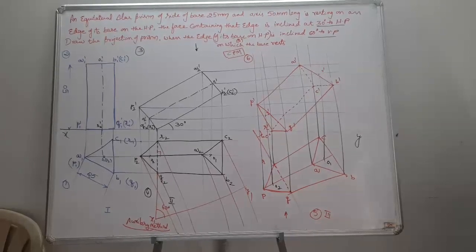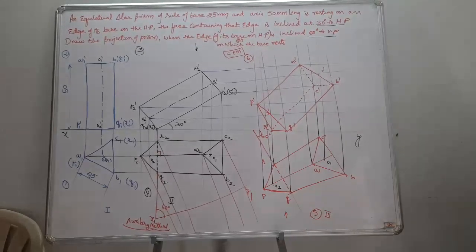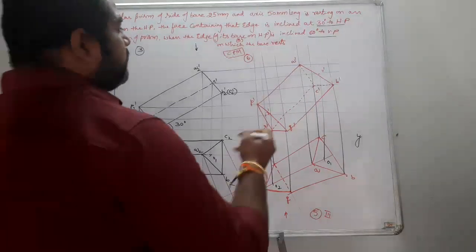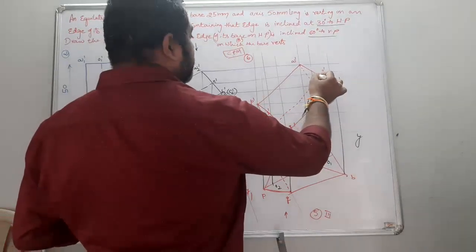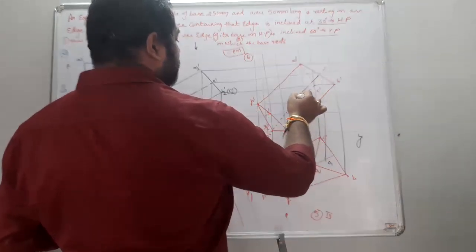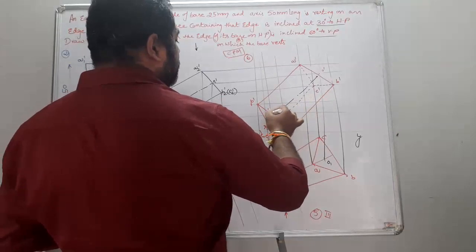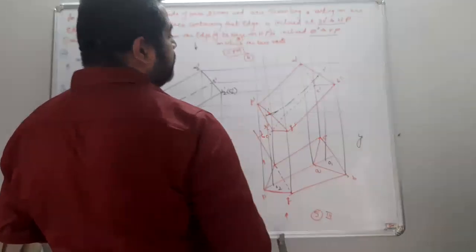And somewhere you place your axis also. Your black axis will come here somewhere. You will meet at here. So this is your axis.